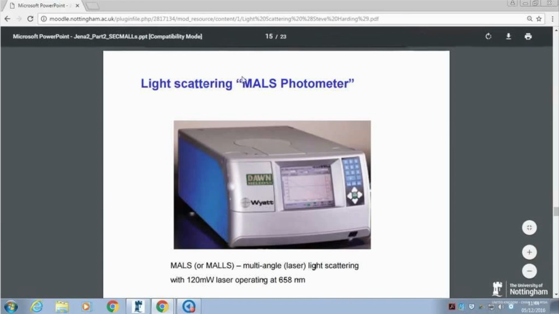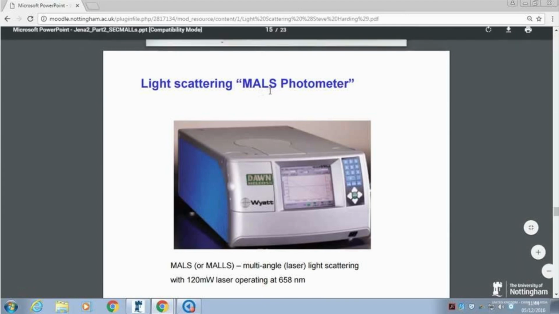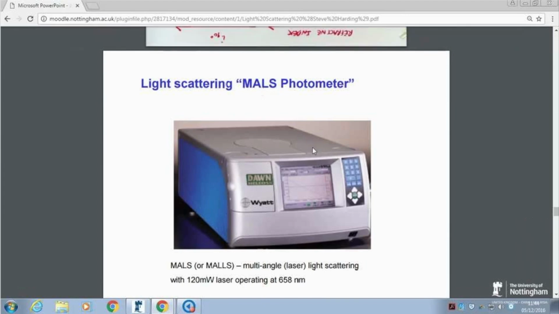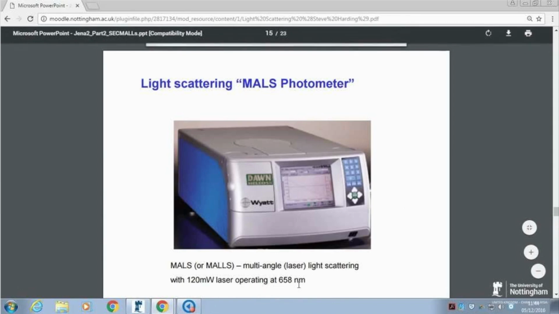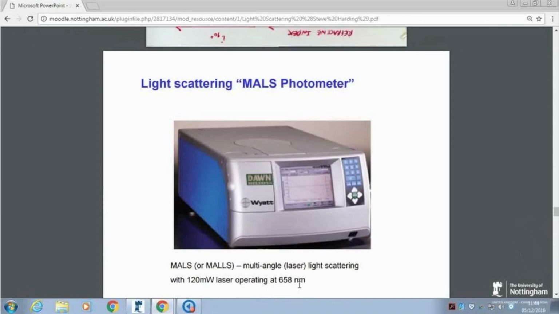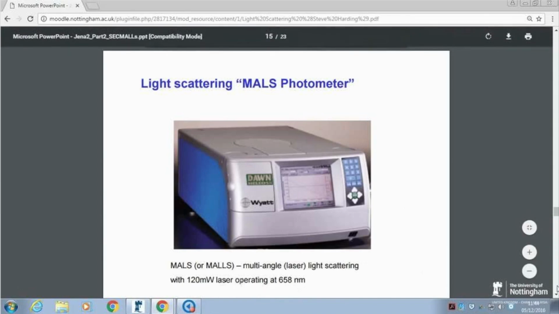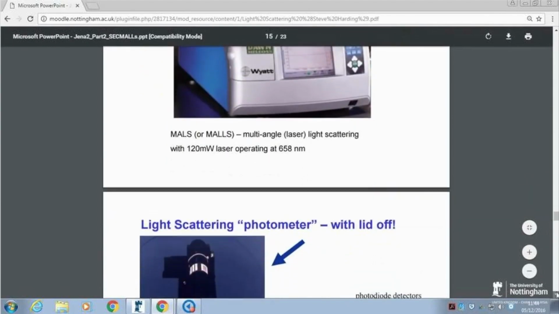So this is what's called a light scattering multi-angle. We used to call it multi-angle laser light scattering, but now all light scattering instruments are lasers, so it's just multi-angle light scattering photometer. And operating at 658 nanometers, which is in the red. And 120 milliwatts. Take the lid off them.